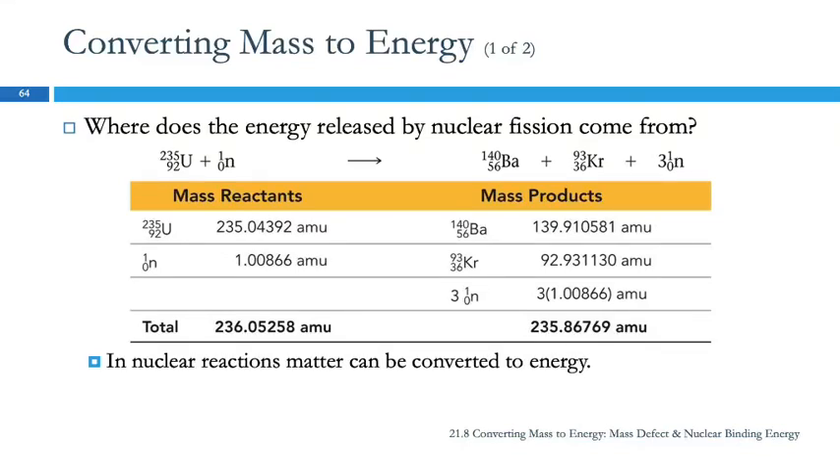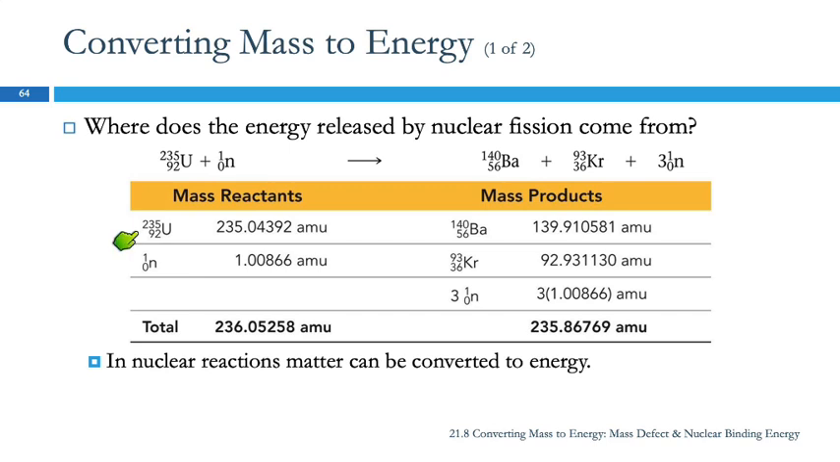Okay, so we can get a lot of energy released from nuclear fission reactions. Where does the energy come from? Right? Energy has to come from somewhere. Well, here we have the reaction. Uranium-235 plus a neutron. We get barium-140, krypton-93, 3 neutrons. Let's look at mass conservation.